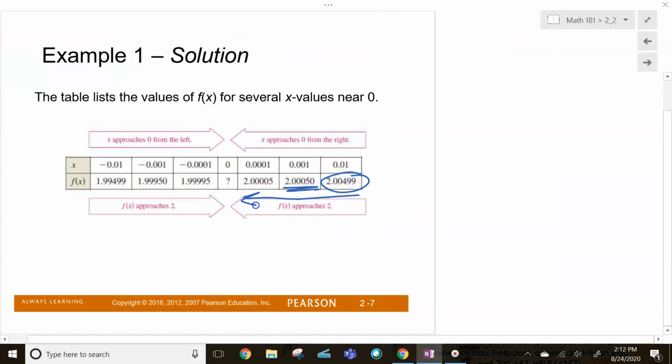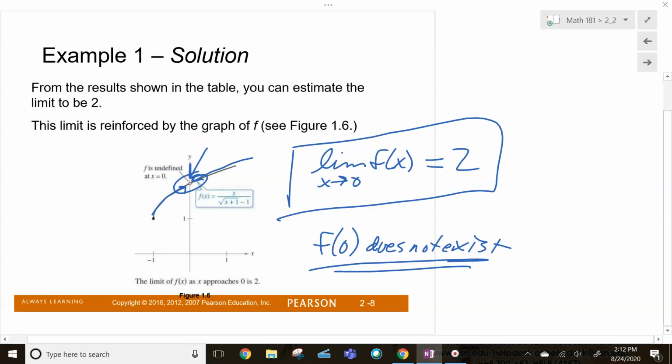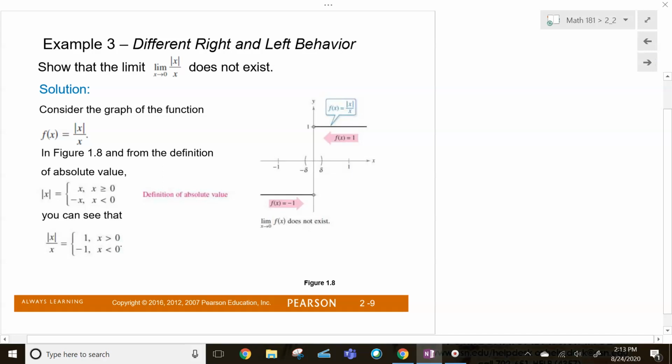The y values from both sides, as I'm picking x values getting close to 0 from both sides, right? I'm picking an x value of maybe 0.01. I plug it in, I get 2.01. I plug in 0.001, I get 2.001 or whatever. And then from the bottom, right, I'm getting really close. So yeah, you say getting arbitrarily close. So that limit is 2.